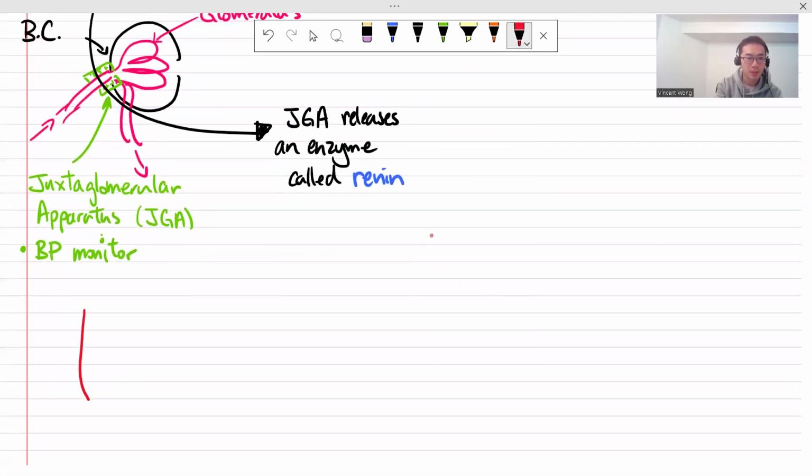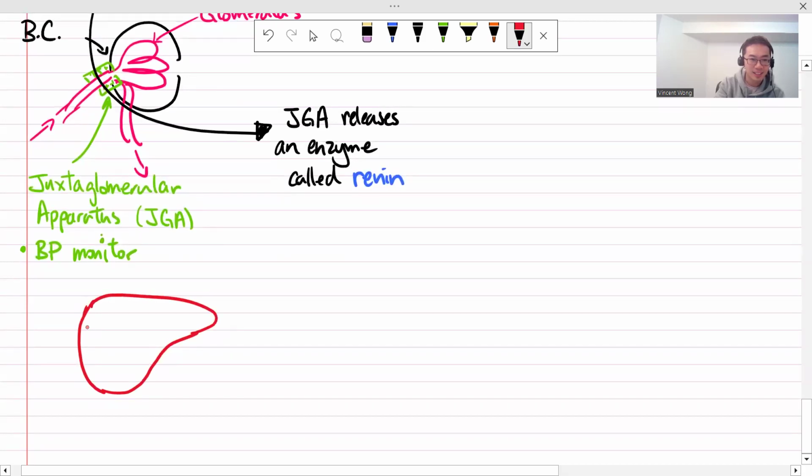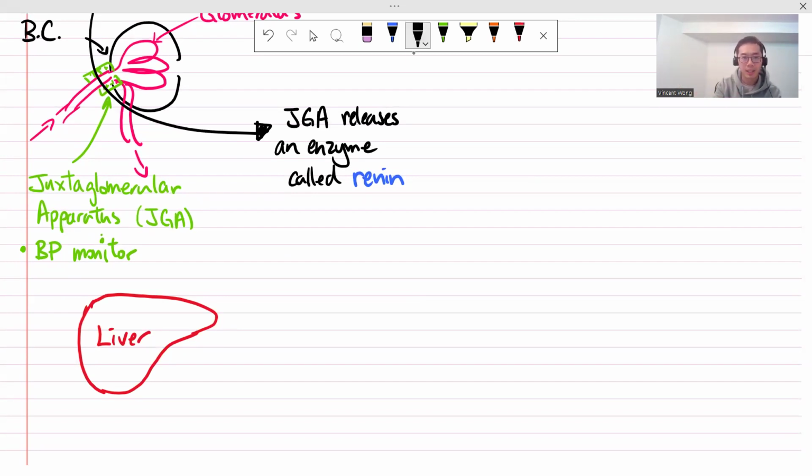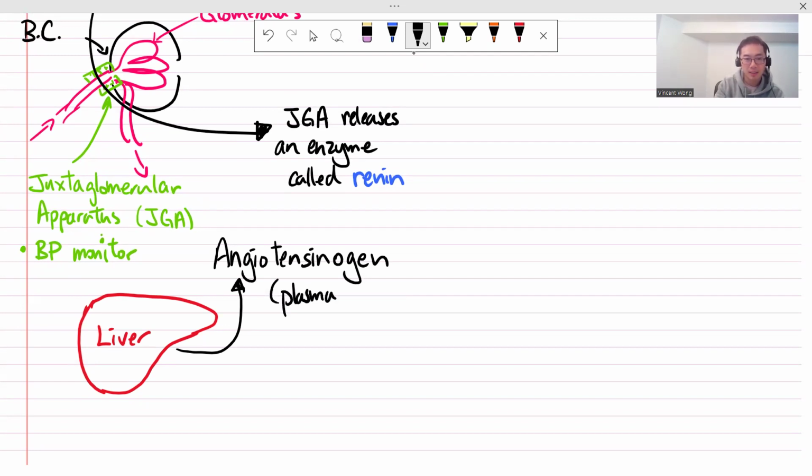Anybody know what this organ is? Liver. Yeah, it's very good. This is liver. Liver makes a lot of proteins, plasma proteins, okay? And this one makes something called angiotensinogen, like when you do something bad, angiotensinogen. Okay, this is a plasma protein.